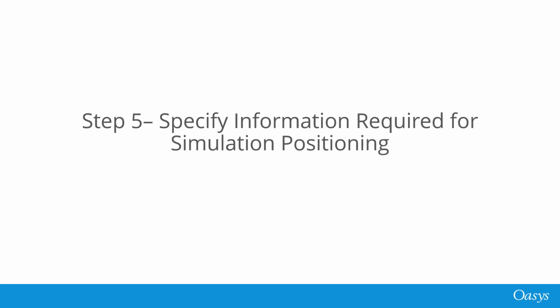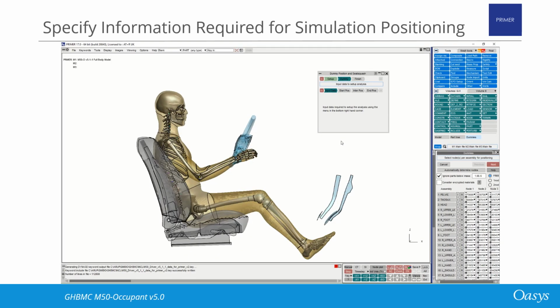The next step is to set up information required for simulation-based positioning. Simulation-based positioning requires certain information to be specified. For example, for cables that are created to pull the dummy into position during the analysis, Primer needs to know where to attach the cables. Various other settings and properties also need to be defined. The panel that is now opened in the bottom right allows you to change these settings. Note their defaults contained within the dummy tree.